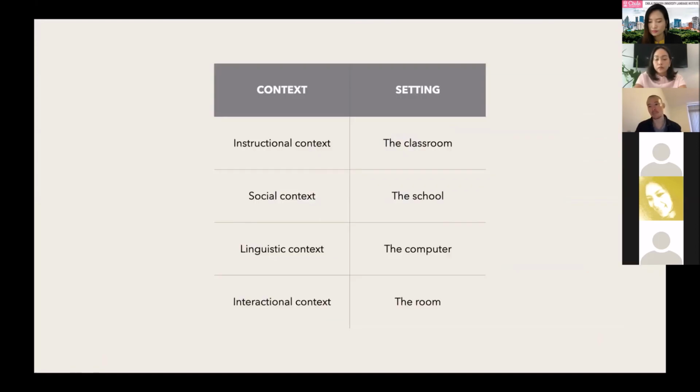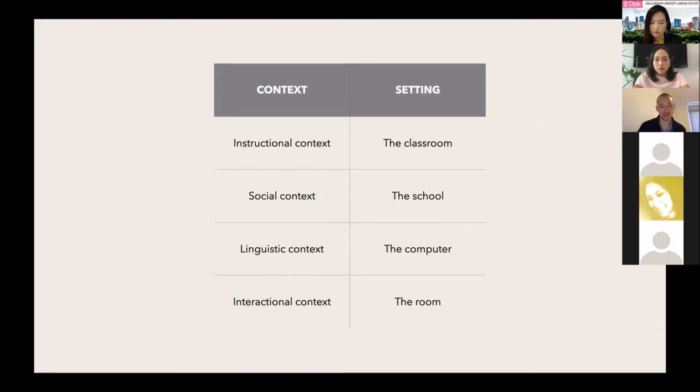I'll skip that because of time. But what I'm saying is as researchers, as classroom researchers, as classroom discourse researchers, we need to be able to understand the different levels of context and the different types of setting that can have an impact on the teaching and learning, that can have an impact on how we do research, right?